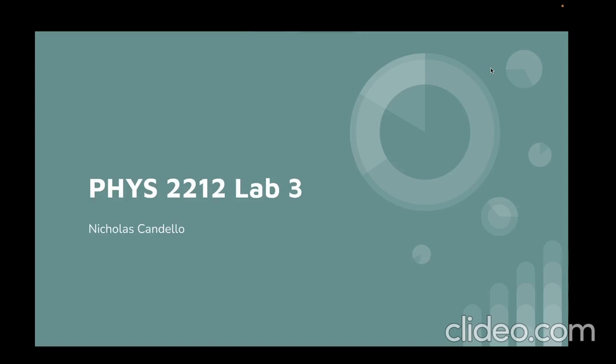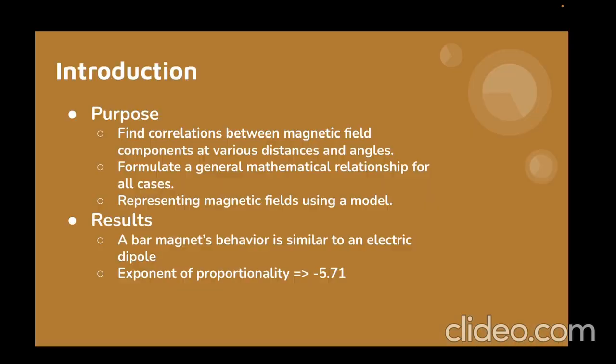This is my Physics 2212 Lab 3 video report. An introduction to this lab. The purpose of this lab is to find correlations between magnetic field components at various distances and angles from a bar magnet. Additionally, we're going to try to formulate a general equation for all of these different cases. And we're going to represent magnetic fields using a computational model.